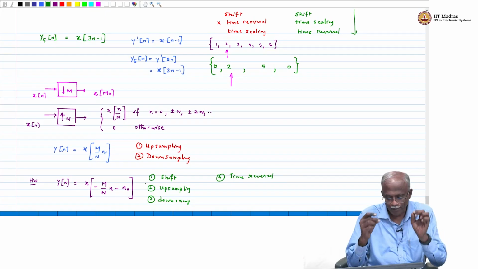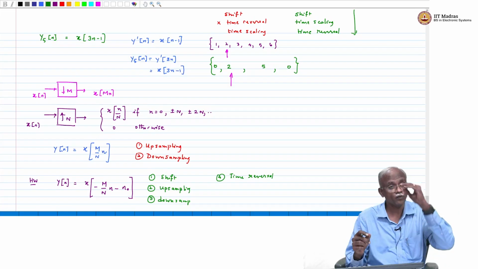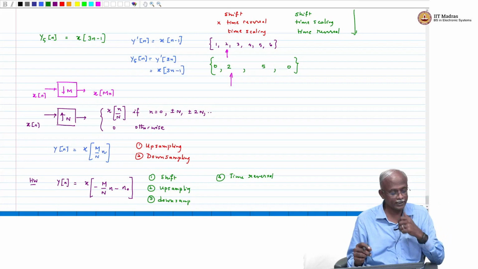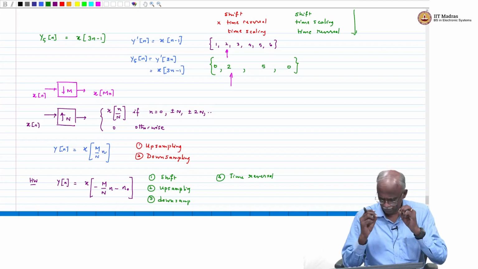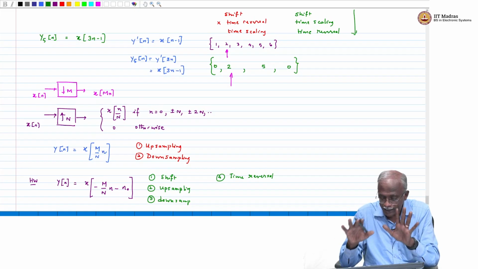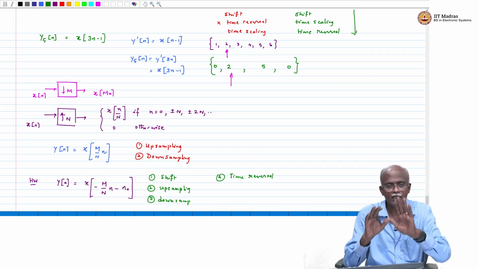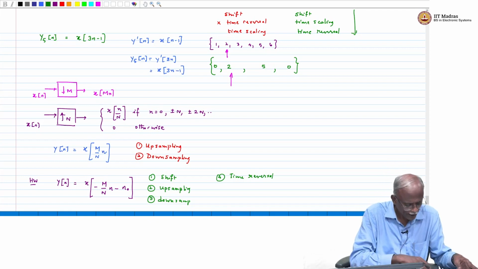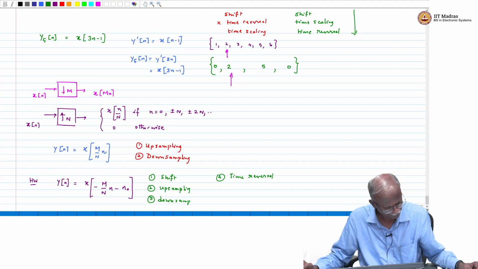So go through step by step and say how you will get y of n given x of n. What are the intermediate sequences that you will define in order to be able to do that? Again, a very simple exercise in the sense that once you follow the steps in a systematic manner, you will be able to do it without any difficulty. But of course, we will discuss this in the next session.